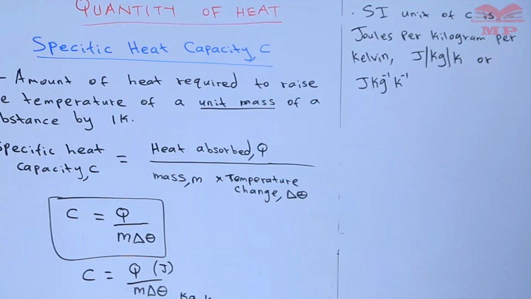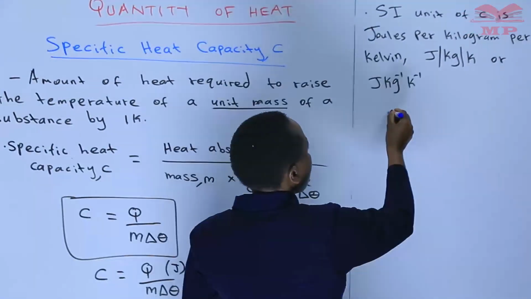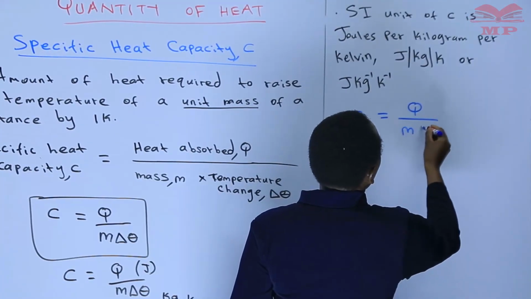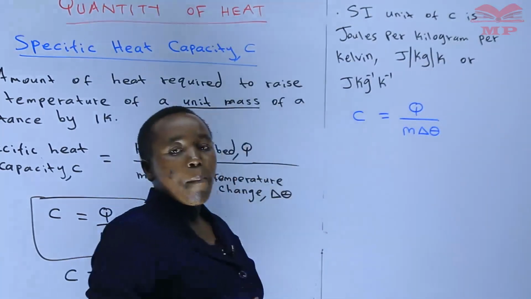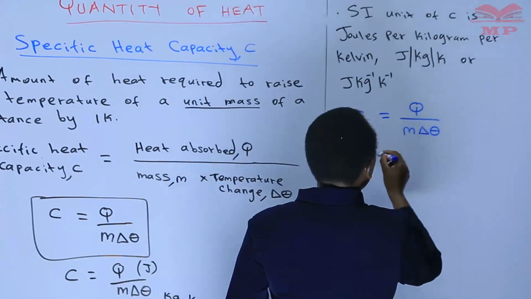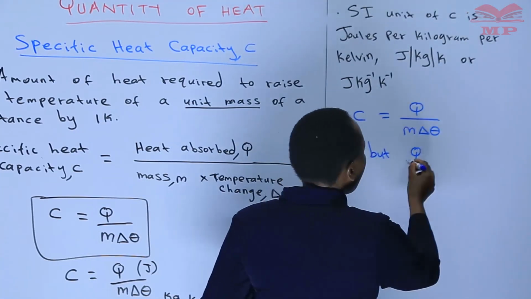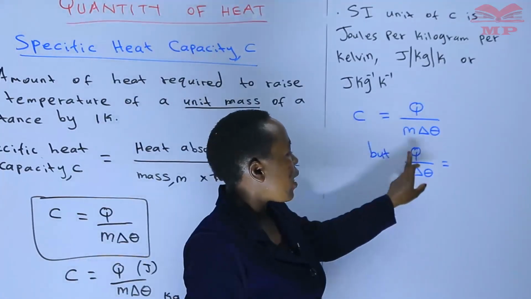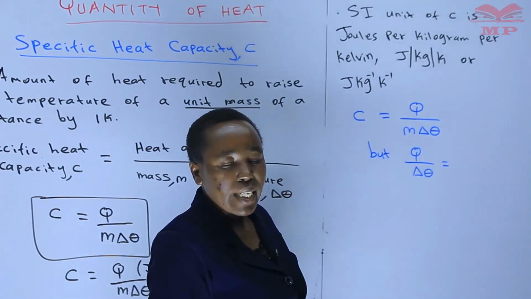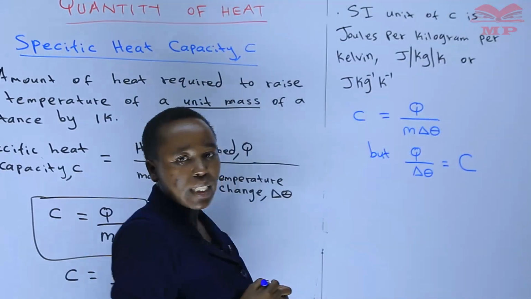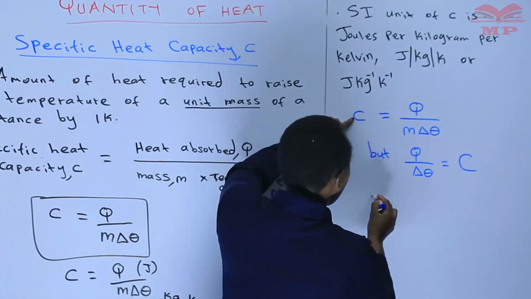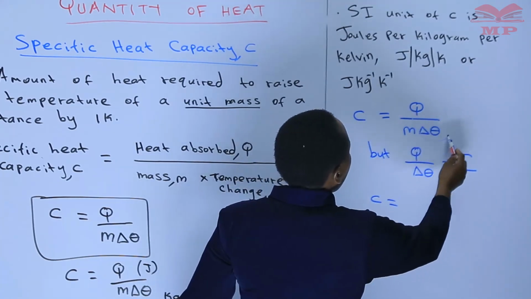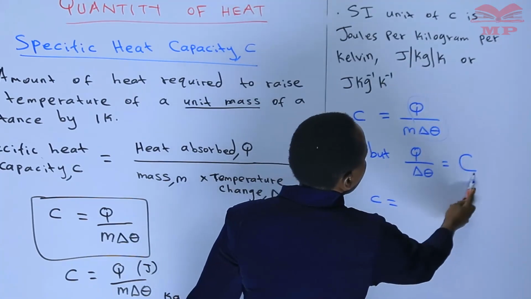Now, we can also give it another different approach. We are saying that specific heat capacity is given by heat energy divided by mass multiplied by change in temperature. But now we know very well that heat energy divided by change in temperature is equal to, what did we say? Heat energy divided by change in temperature is equal to heat capacity. Capital letter C is equal to heat capacity. And therefore, it means that our specific heat capacity, small letter c, will be equal to this Q divided by change in temperature. All of this is heat capacity.